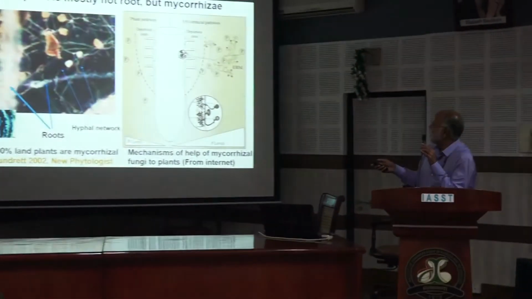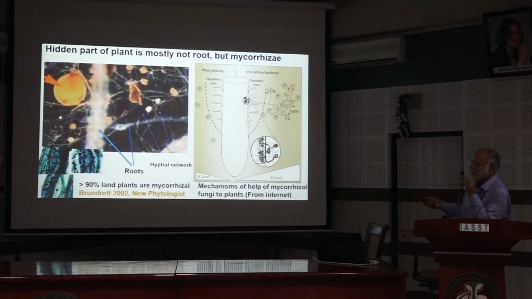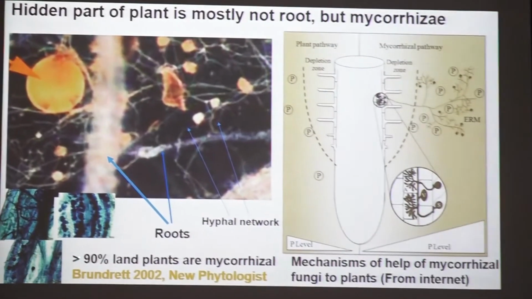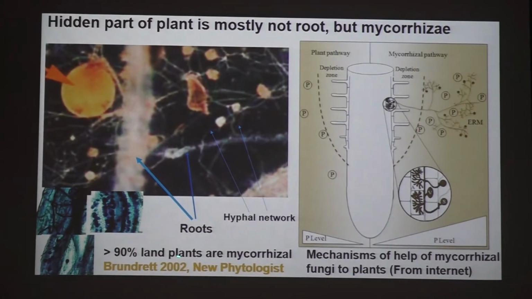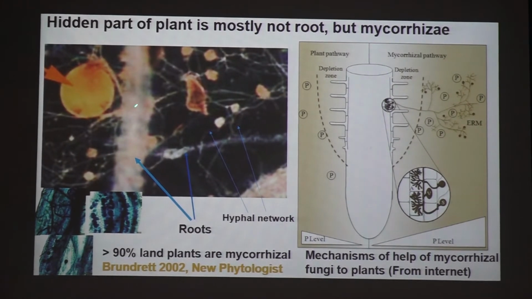This you already know. The hidden part of the plant is mostly, it's not root actually. That's the first thing. When you say root, it is not root. More than 90% of land plants are mycorrhizal. What they have, this is the main root. This is also a root. This is also a root, but they have a huge network of hyphae. And these hyphae are inside also.